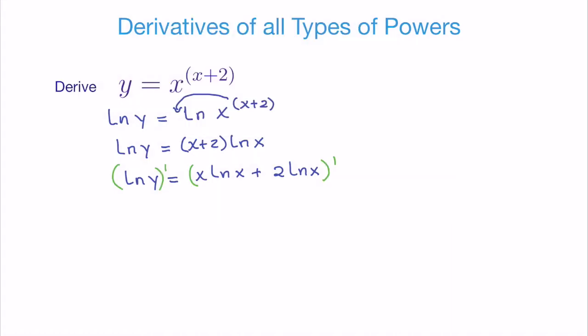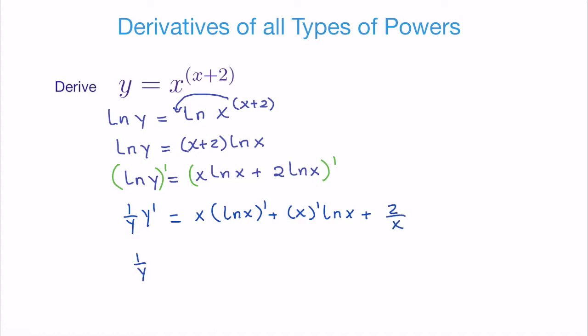On the left hand side we have the chain rule. The derivative of ln y is going to be 1 over y, y prime. And on the right hand side, we go one by one. X ln x is going to be a product rule, so we keep x, derive ln x, plus derive x, keep ln x. And the derivative of 2 ln x is just 2 over x.